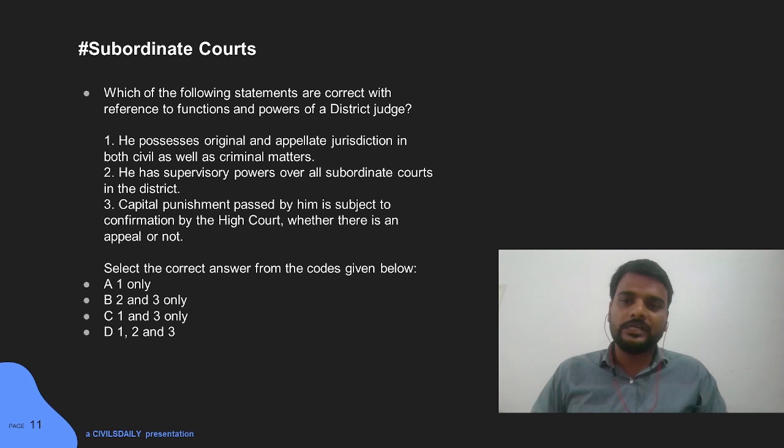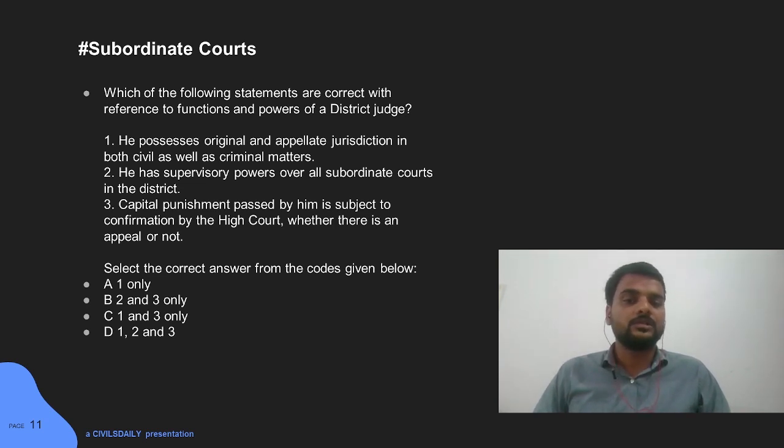Next question on subordinate courts. Let's read the statements one by one. He possesses original and appellate jurisdiction in both civil and criminal matters. This is true because the district judge is the chief judge of the district, and when he acts as a judge of the criminal court, he is also known as the sessions court. This is a question from the book. He possesses original and appellate jurisdiction in both civil and criminal matters. That is true. He hears the civil judgment from the municipal court or criminal judgment from the judicial magistrate.